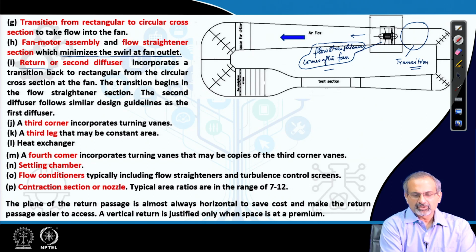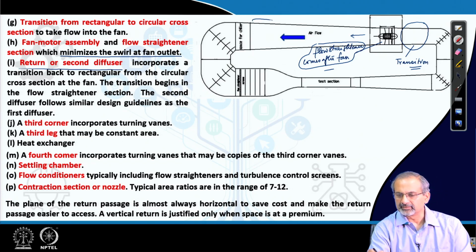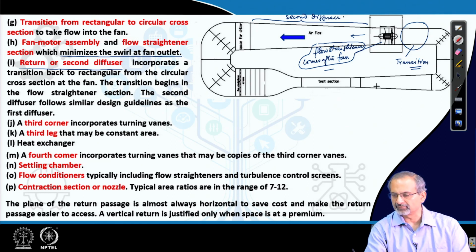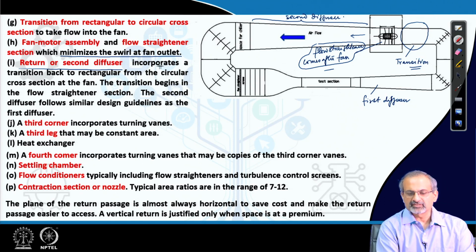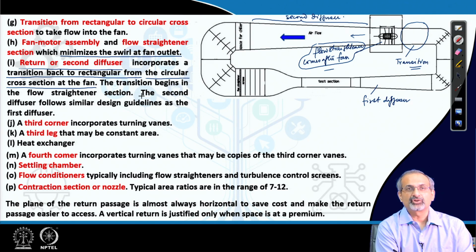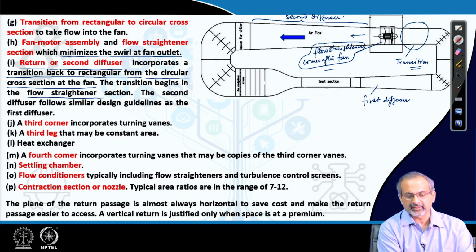Then comes the return or second diffuser, that is this region. This is the second major diffuser. The first major diffuser was this, which was coming immediately downstream of the test section. What does this second diffuser do? First of all, it incorporates transition back to rectangular from circular cross section at the fan. And then the transition begins in the flow straightener section and then continues in the initial part of the second diffuser.